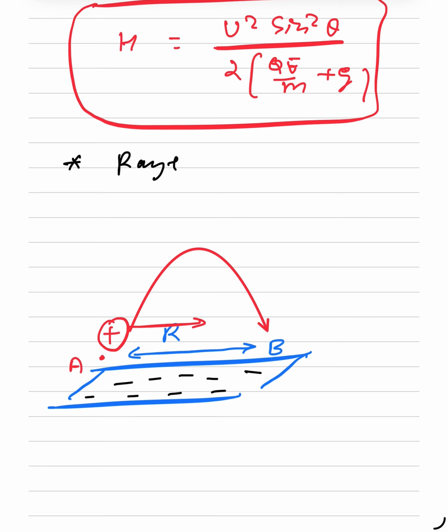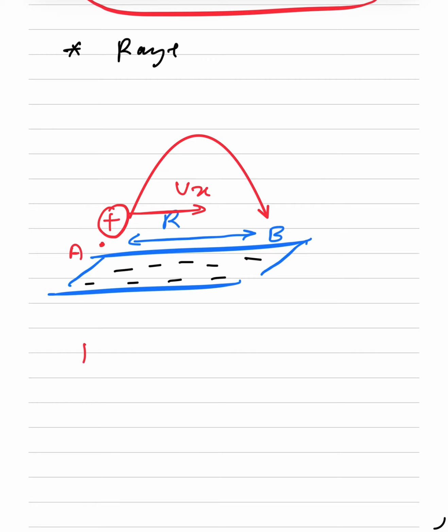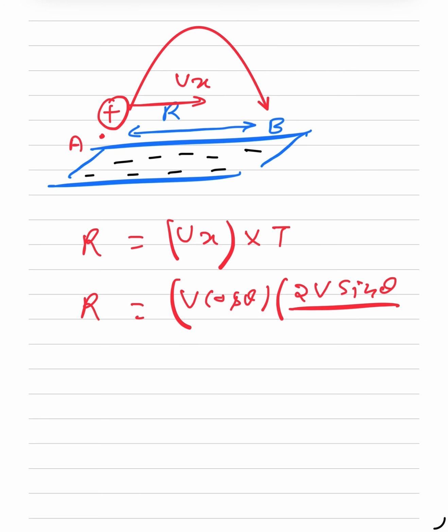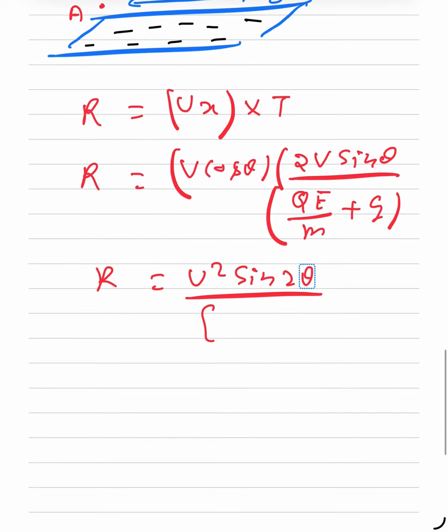For R, the horizontal component of the projectile velocity, u x, is responsible. The horizontal range equals the horizontal component of projectile velocity multiplied by the time of flight. So R equals u cos theta multiplied by the time of flight, 2 u sin theta divided by g effective. G effective means QE divided by m plus g. This is the value of g effective, so R equals u squared sin 2 theta divided by g effective, meaning QE divided by m plus g.